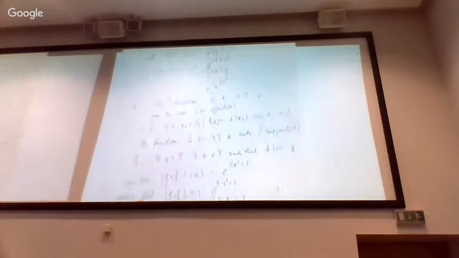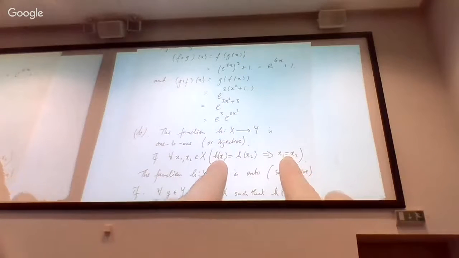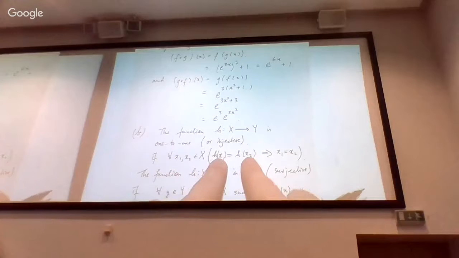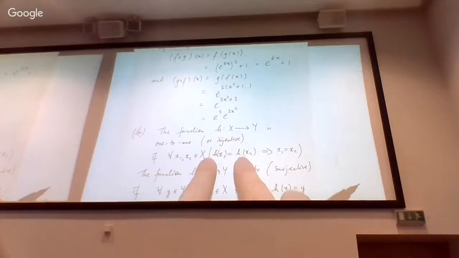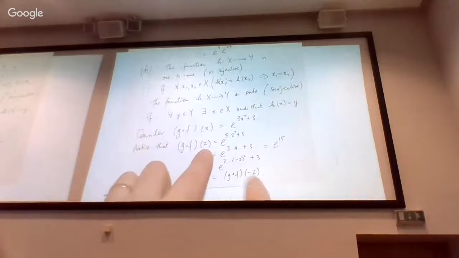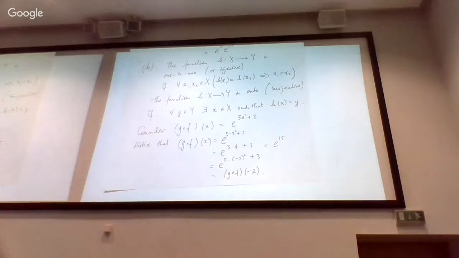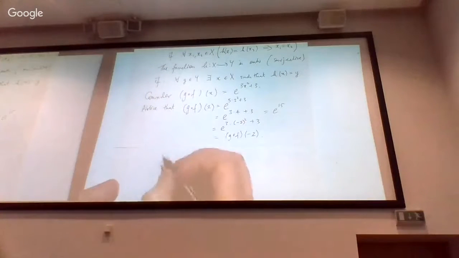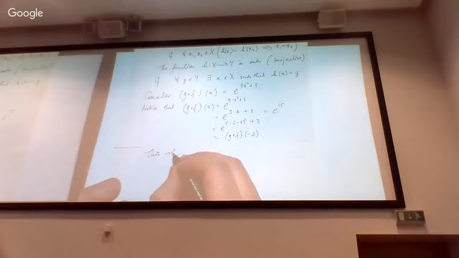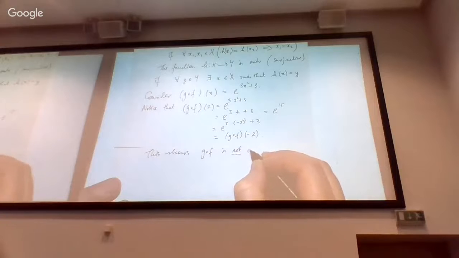Now you can see how that explicitly violates this condition here. Because this condition says, if you do have two arguments whose values are equal, they must be the same element. But here you've got 2 and minus 2, whose values are equal under the function, but 2 is not the same as minus 2. So that clearly shows that g after f is not one-to-one.